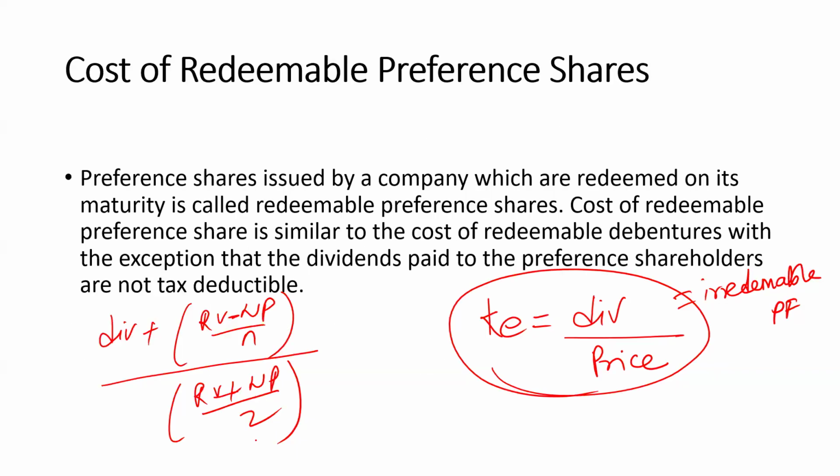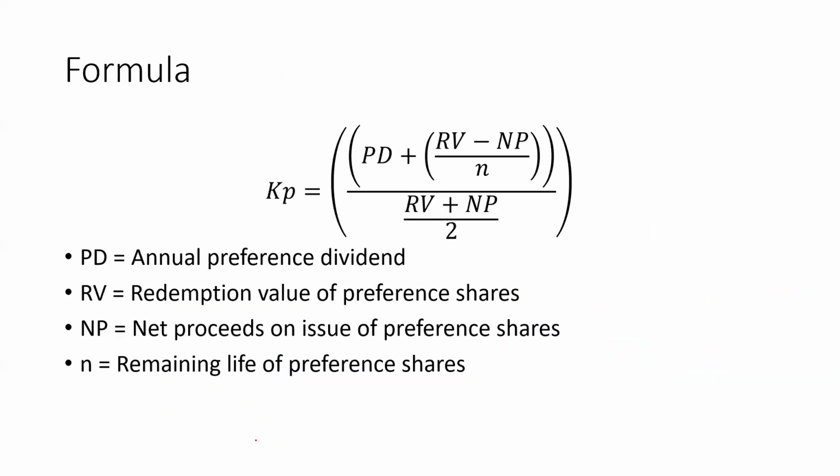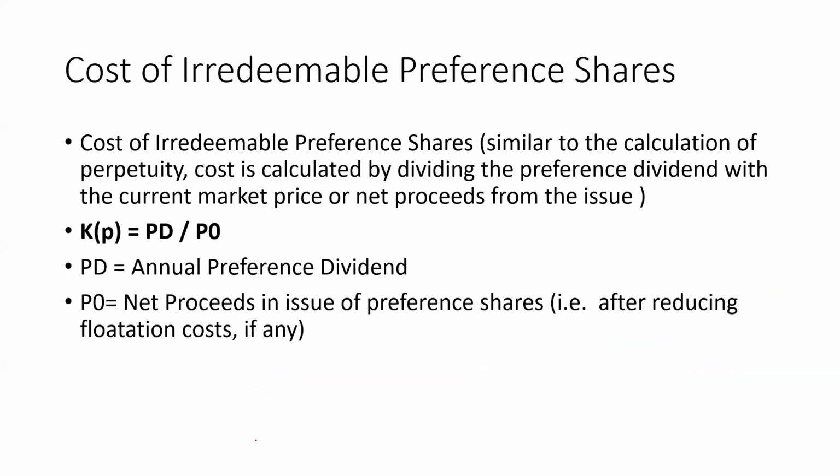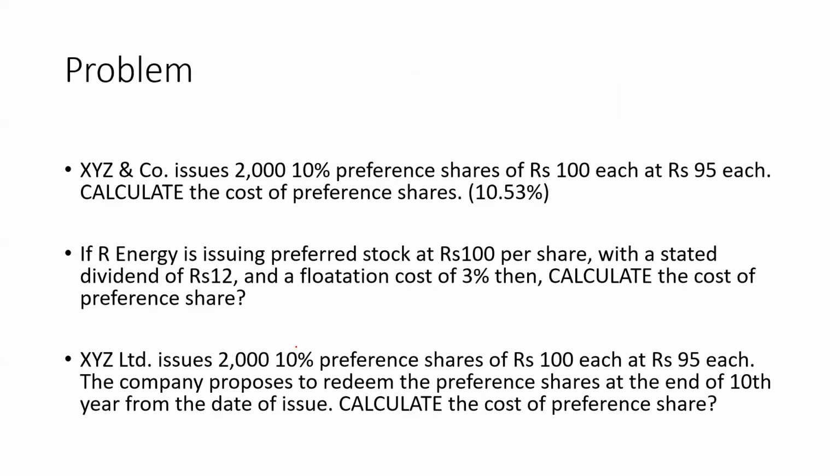This is the formula that I've just now written. You remember this formula. And the irredeemable preference share formula I've also written in the previous slide. So the cost is equal to preference dividend divided by the price. Kp, I'm writing as the cost of preference shareholder, that is dividend divided by the price, or you can say net proceeds, which is issue price minus your flotation cost.